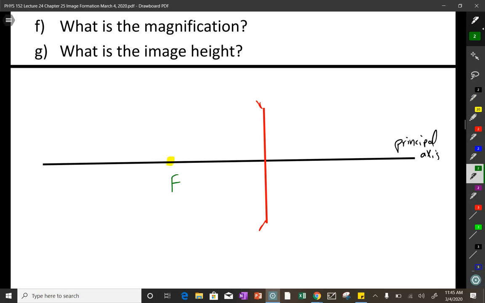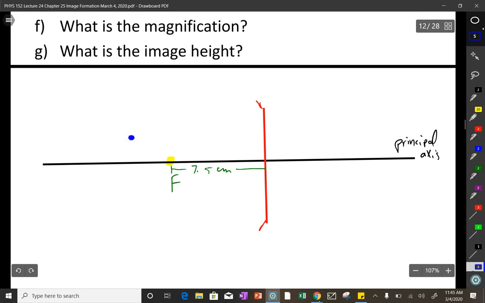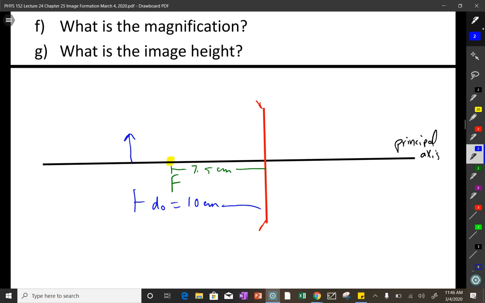And then I need to put where the object is. Now that focal distance was 7.5 centimeters. And the object is drawn as just a vertical line. Okay, so a vertical line with an arrow on top. That's the traditional way we do it. Well, it's not double, but it's bigger than 7.5. So there I have it drawn out.